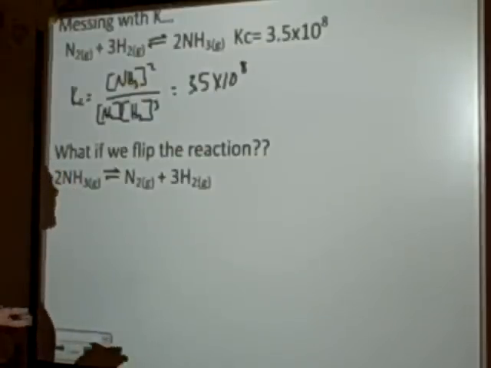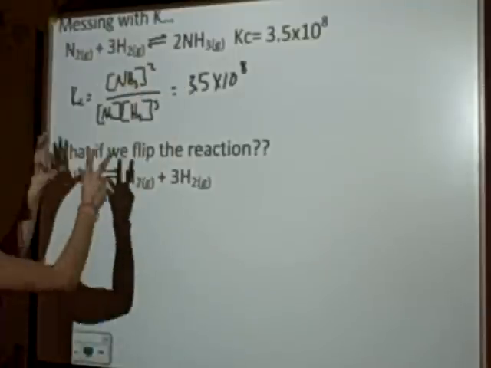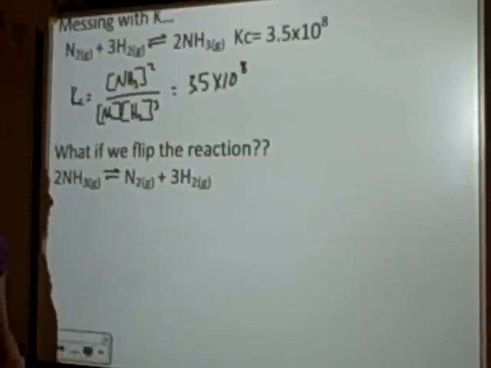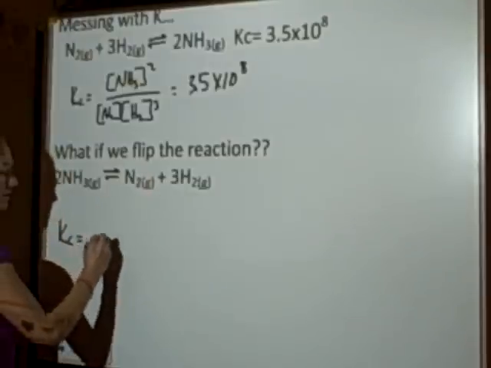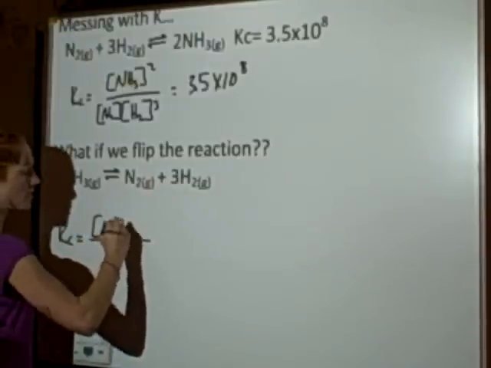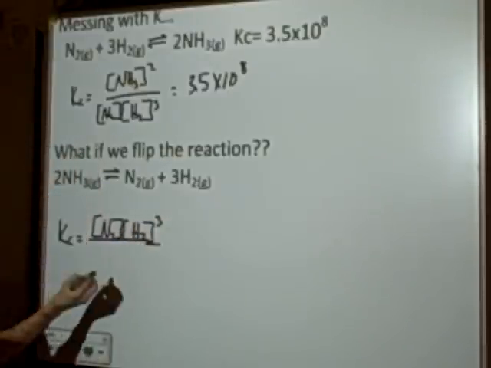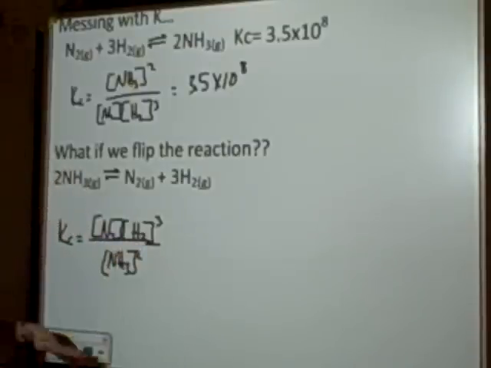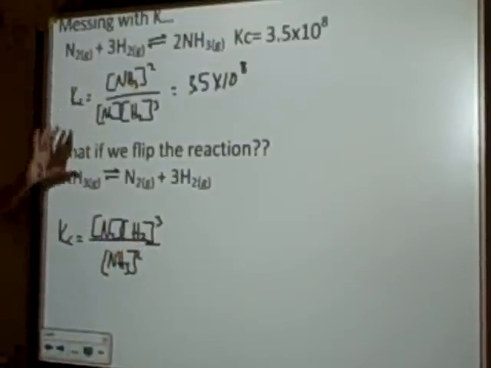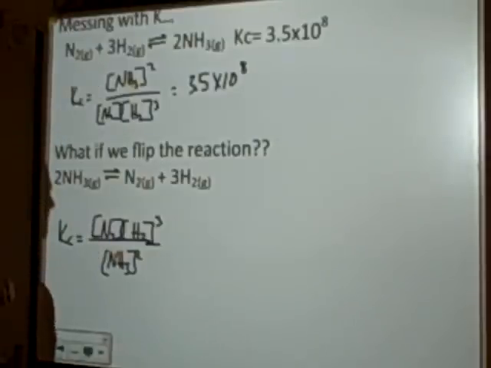K. So let's see. If I have an equation written this way, I have one Kc, and when I flip this reaction, I want to see what happens to Kc. I want to see what I have to do to this value to get the new Kc. So my new Kc is going to be expressed by writing concentration of nitrogen times concentration of hydrogen cubed over concentration of the ammonia squared. So I look at the old Kc, and I see that to go from here to here, I actually flipped the Kc expression. I took the reciprocal of the Kc expression.